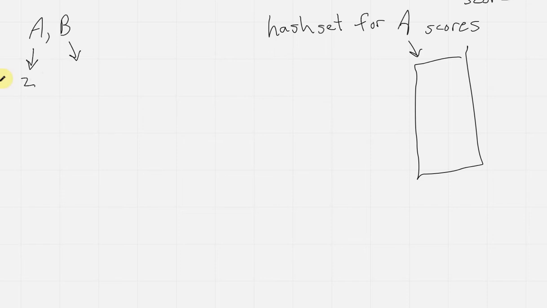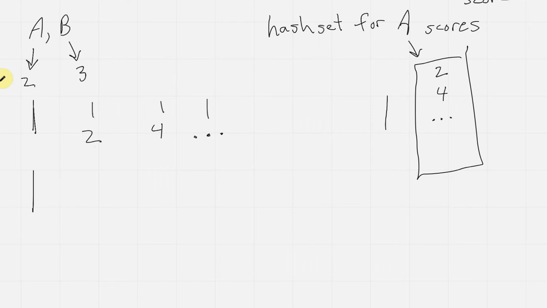Let's say A is 2, B is 3. Well, we do one iteration of A from 0 to the final score, right? So it's first 2, then 4, then 6, then 8, and so on and so forth to the final score. And we cache them here, 2, 4.